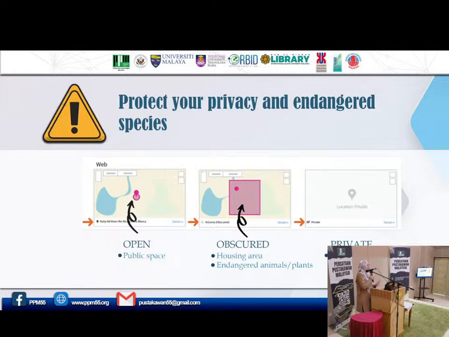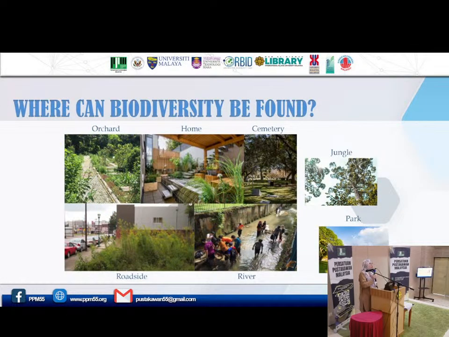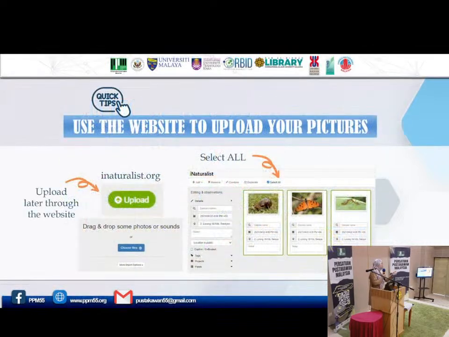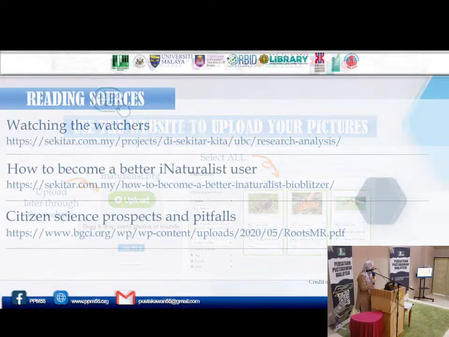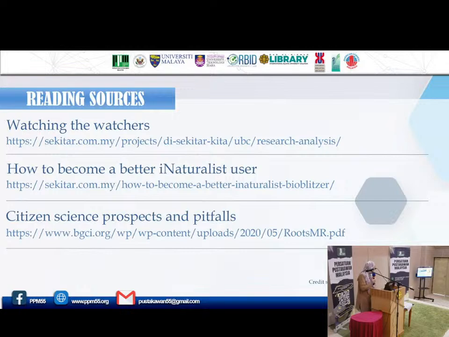Where can biodiversity be found? It's anywhere, actually everywhere. So near our campus also has it. For your information, our iNaturalist can also be viewed on the website. Use the same email, username and password. Once you've taken pictures, we will see who has taken the most. I would like to credit these sources from Sekitar Kita. Thank you so much, Sekitar Kita.